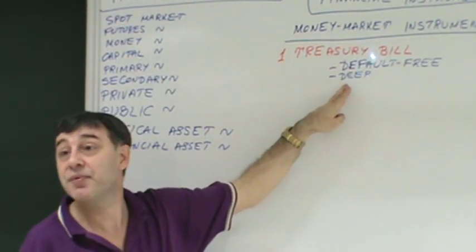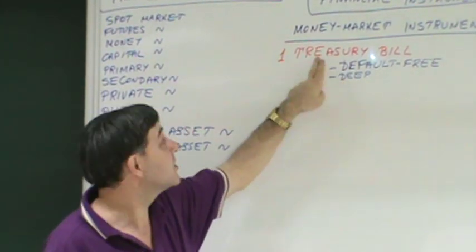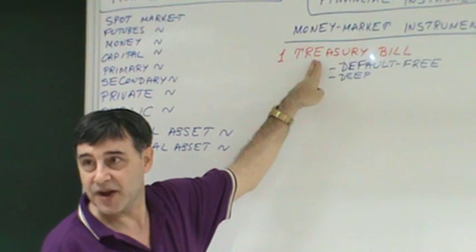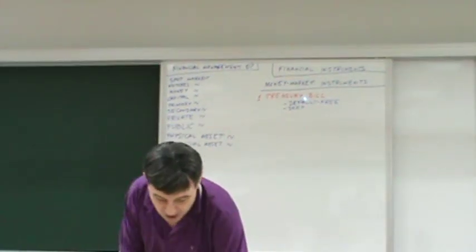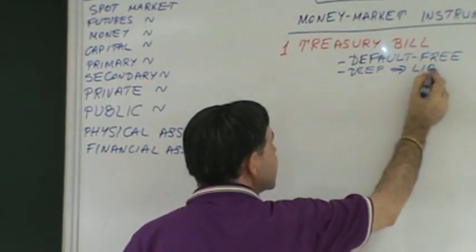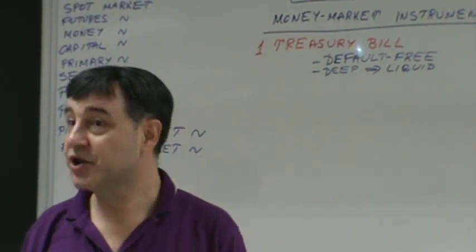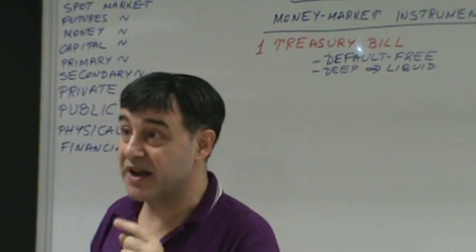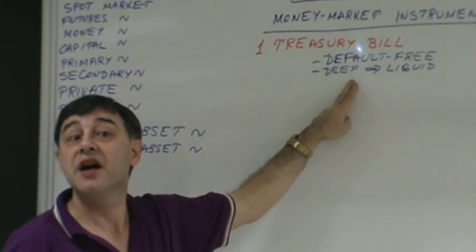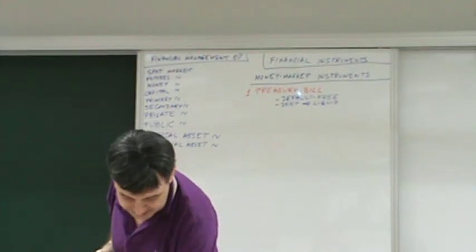That's called a deep market. Depth is a characteristic of the treasury bill market. You can just buy and sell as many as you want. And therefore, let's write it like this: the market is very liquid. Today, because the treasury bill is considered the safest instrument, it also happens to be the most liquid market in the world. Okay.